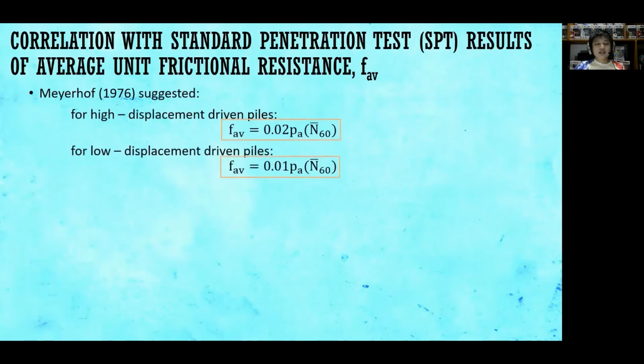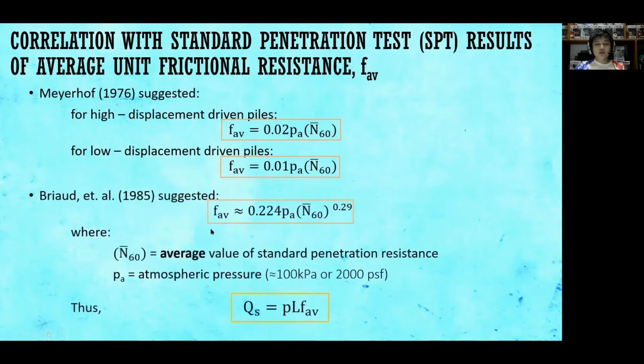So for our next discussion, we will consider the correlation with standard penetration test, or SPT, results of average unit frictional resistance, or F average. So for Meyerhof, he suggested for high displacement driven piles, F average is equal to 0.02 times PA times N60 bar. On the other hand, for low displacement driven piles, the F average is equal to 0.01 times PA times N60 bar.